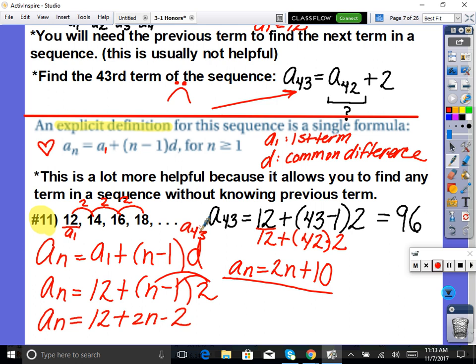So the formula makes sense. Do you see where it comes from? Starting with 12, we're gonna add 2 42 times. That would put me at the 43rd term. Making sense of the formula is gonna help you memorize it better. Does it all make sense? Okay, sweet. What do we get? 96. So if we were to keep adding 2, finally at the 43rd term, we'd be at 96.